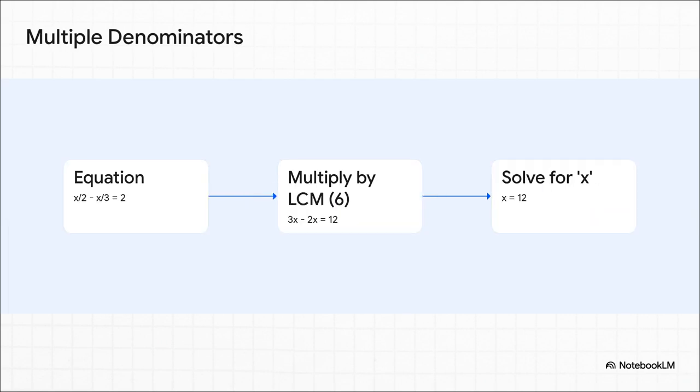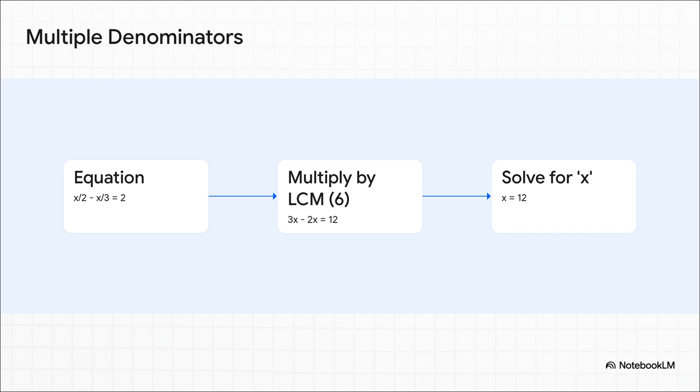Now, what if there are multiple denominators? The trick here is to find the lowest common multiple, or LCM, of those denominators. So, for 2 and 3, what's the smallest number they both divide into? It's 6, right? So now we multiply the entire equation by 6.